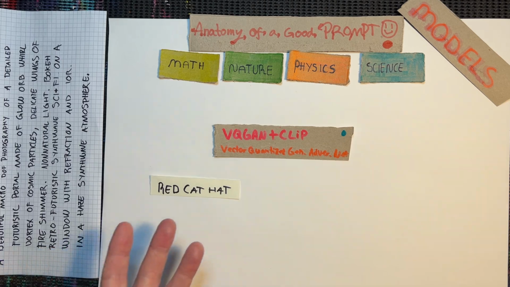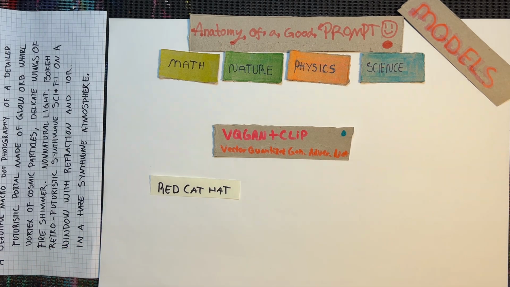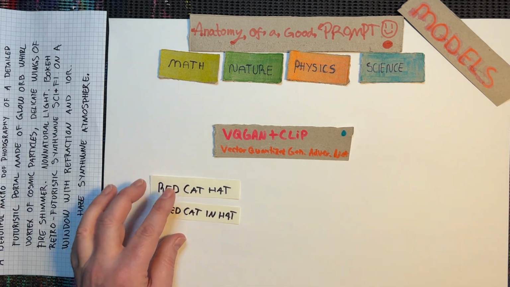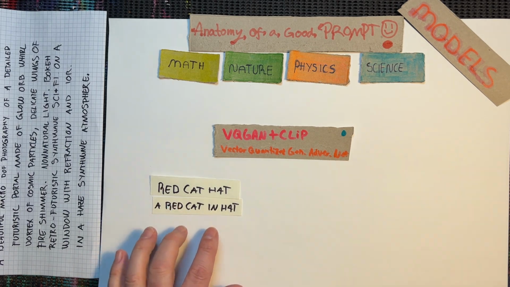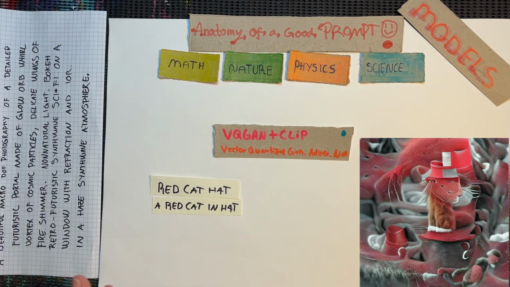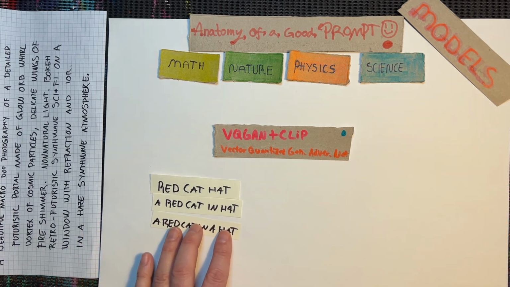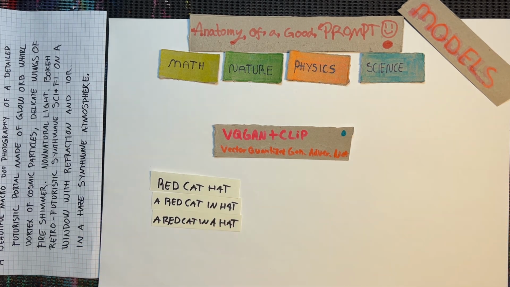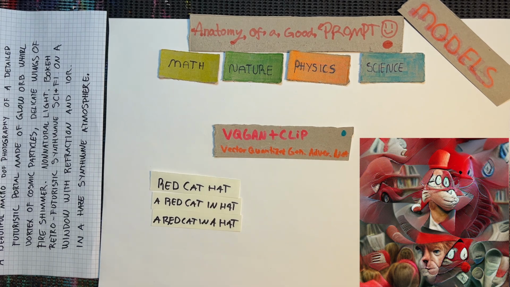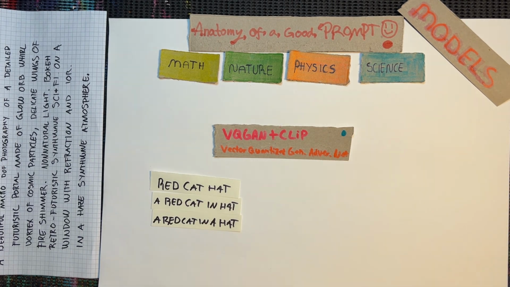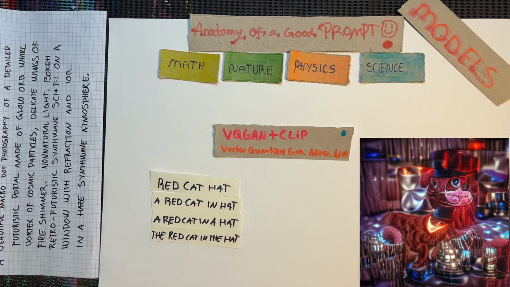I was giving it random words, more or less. So it started to go more grammatical. A red hat in hat. Okay, it gave kind of the same result. It didn't really matter. I even went with a red cat in a hat. Yeah, I sure got a red cat, that's for sure, in a hat. Then I tried something else: the red cat in the hat. It gave me a totally different result.